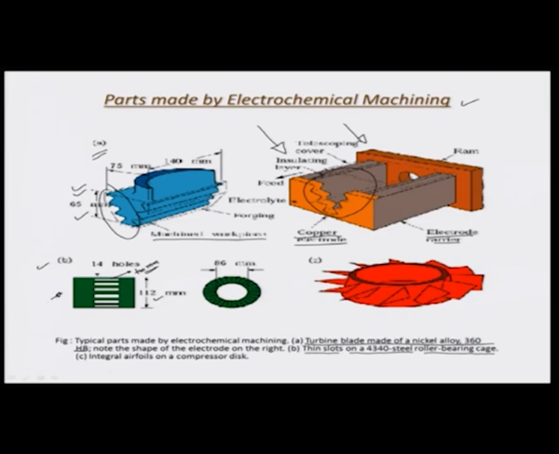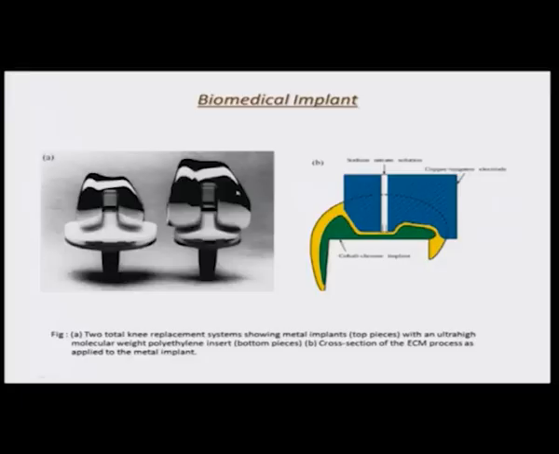Figure C indicates integral airfoils on a compressor disc, which again has been made using the ECM process. So, you just need to map the tool surface in a methodology which has been illustrated to you earlier by looking at a final part design or a drawing, okay. And you can go to these complexity levels as has been illustrated here. This is a micro gearing, for example, okay. This, for example, is a biomedical implant, okay.